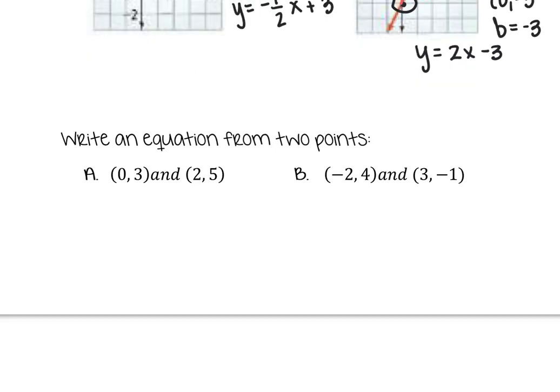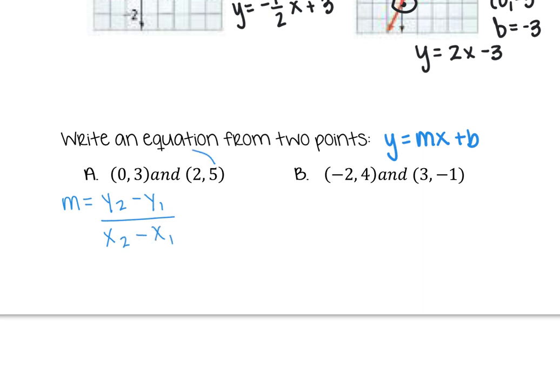The last idea that we're going to look at today is how to write an equation from 2 points. And this would be writing an equation in the form y equals mx plus b. The very first thing I have to do when I'm given 2 points is find the slope. And if you recall from last week's lesson, we're doing y sub 2 minus y sub 1 over x sub 2 minus x sub 1.